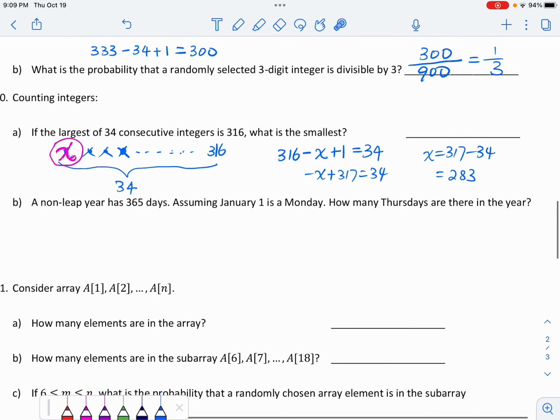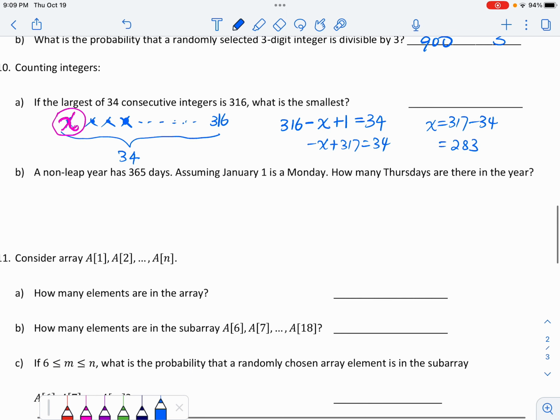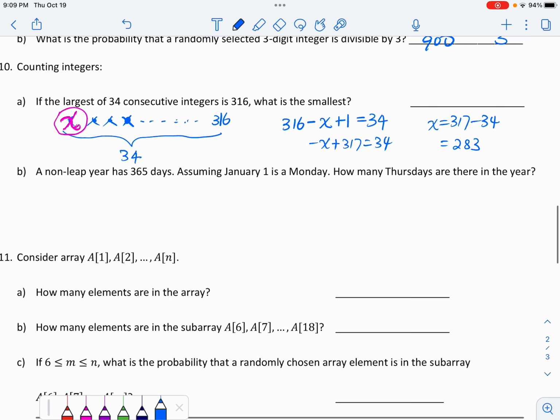Now, let's look at another application. A non-leap year, that means 365 days. Assuming January 1st is a Monday, let's count how many Thursdays there are in the year. Of course, this question can be changed to how many Fridays, how many Saturdays, how many Sundays, right? So let's just do how many Thursdays there are in this year. By the way, they may not be all equal, okay?